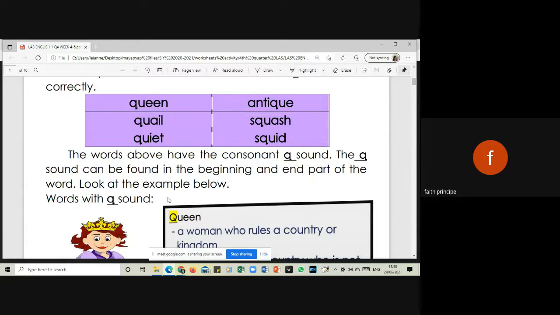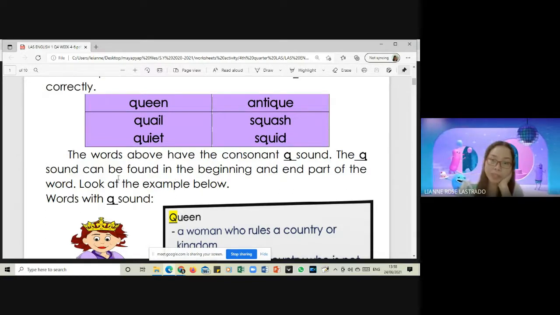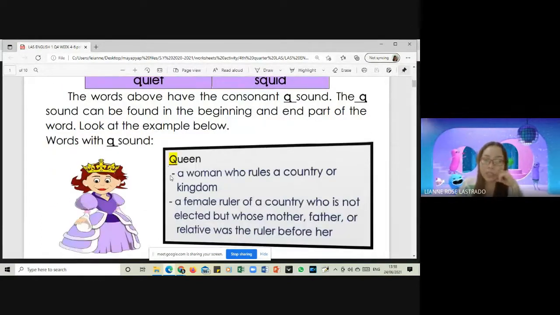The words here have the consonant qu sound. The qu sound can be found in the beginning and end part of the word, but sometimes you can find it in the middle part of the word. So it depends on the word. Now let us look at words with the qu sound. The first word is queen.